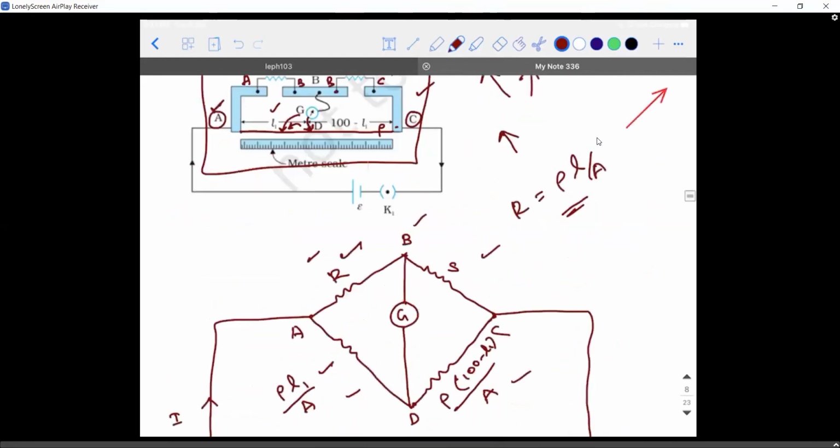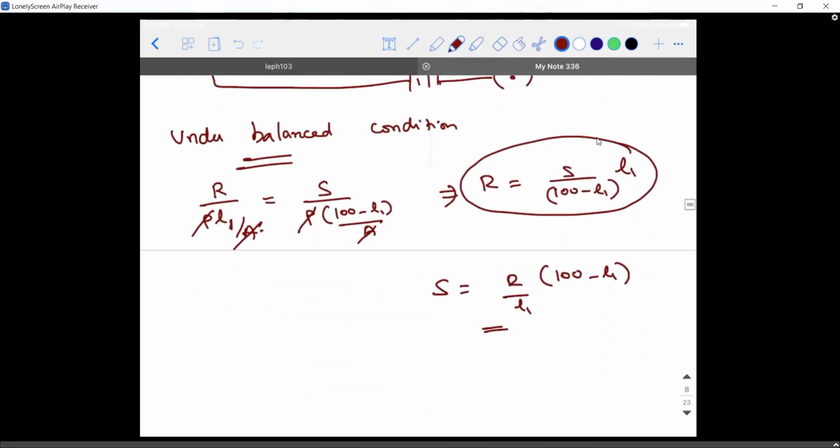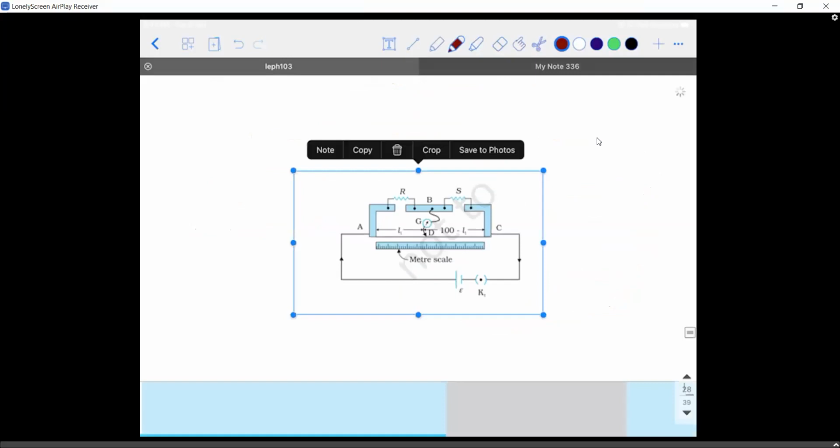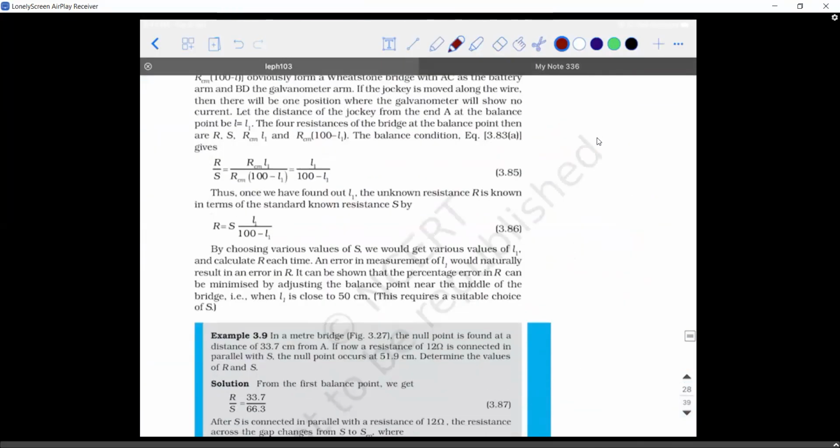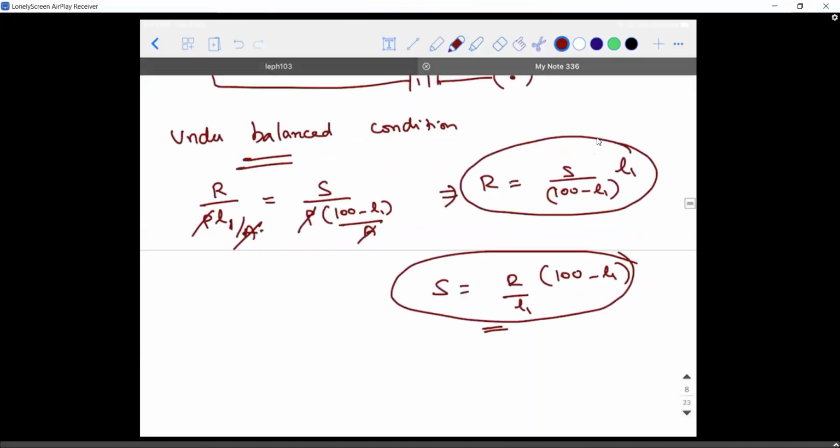Guys, are you able to understand? That's it. There is no other derivation. The whole story that I told you is given in the paragraph. If you read the whole thing, that is what you are going to get. R is equal to S into L1 divided by 100 minus L1. So this is the formula. And in the lab, you will be doing an experiment also based on this.